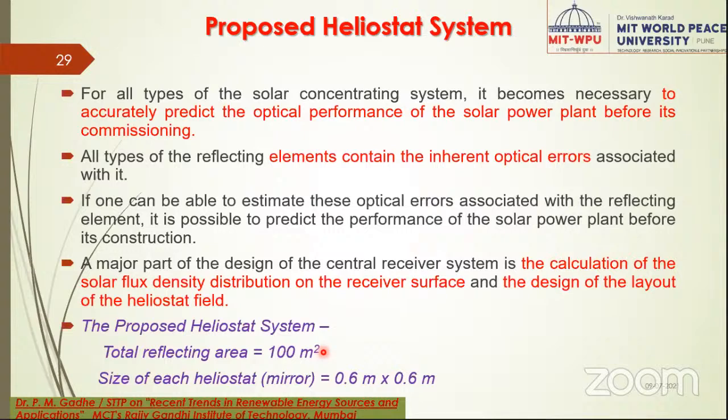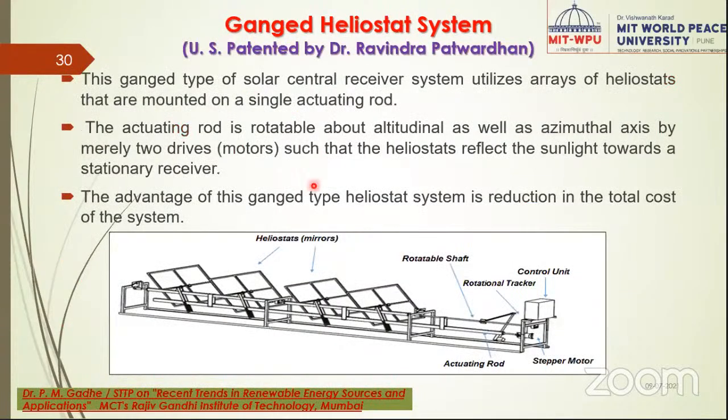So to predict the performance of this 100 meter square system, we have fabricated a small system. This is a small scale system, a prototype. The prototype that we have fabricated is the gang heliostat system. This heliostat system is patented by Dr. Ravindra Patwardhan sir. It is a US patent. There is no such system in the world, that is, a gang type of heliostat.